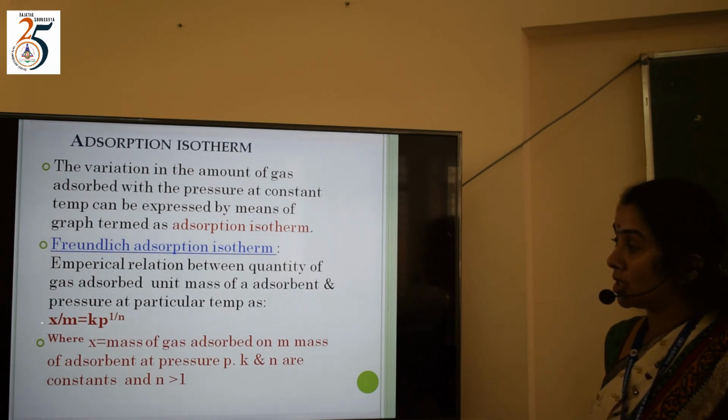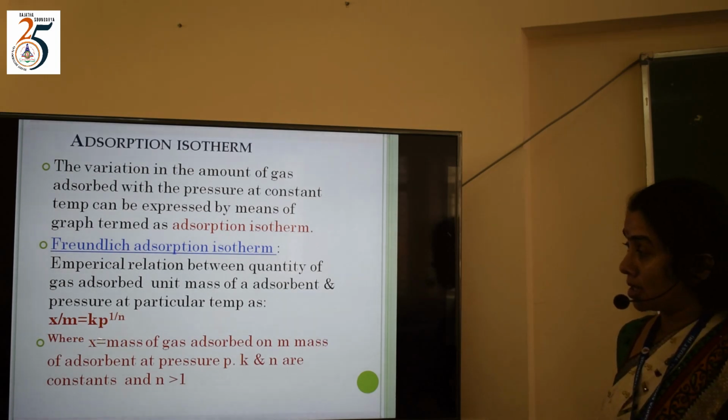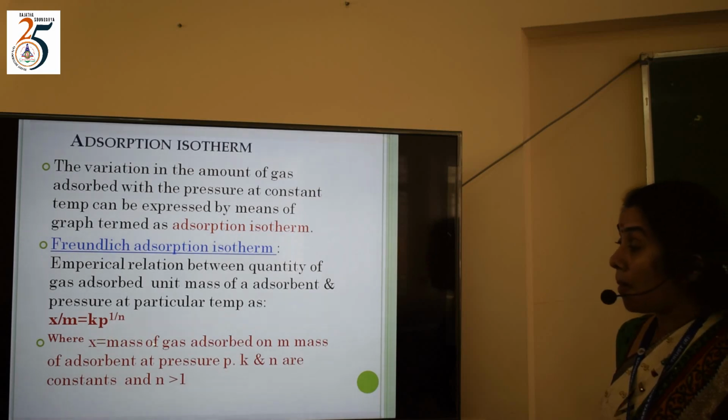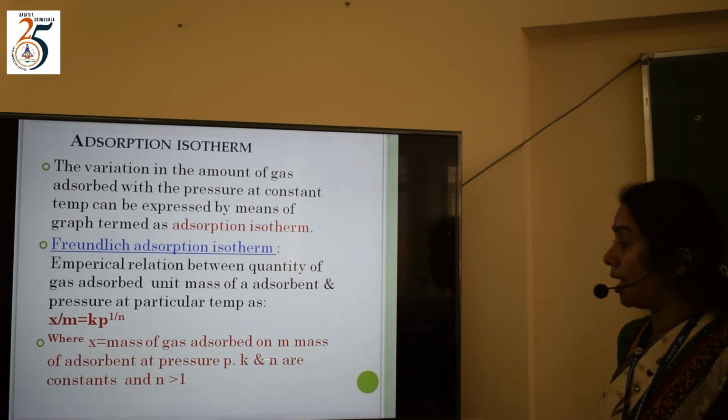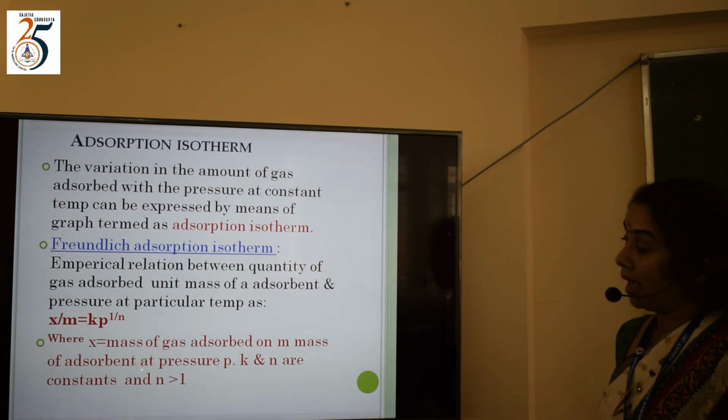Very, very important equation it is. Once again I shall repeat. The Freundlich adsorption isotherm equation is x by m is equal to k p raised to 1 by n. So what does x denote? x is the mass of gas adsorbed on m mass of adsorbent at pressure P. k and n are constants and n can have a value greater than 1.